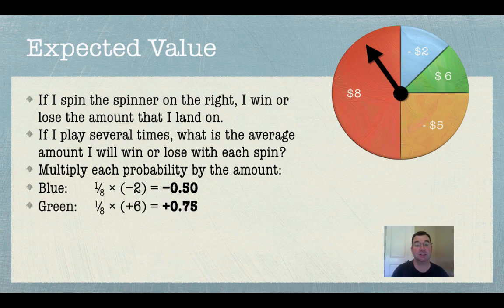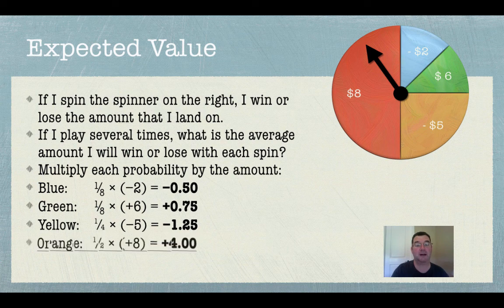The green section is also 1/8 of the circle, and if I land there, I gain $6. So those two multiplied together give me 75 cents plus. The yellow section is 1/4 of the circle, and if I land there, I lose $5. Multiply those, and I get negative $1.25. And then finally, the orange is 1/2 of the circle, and if I land there, I gain $8, so multiply those together, and that's $4.